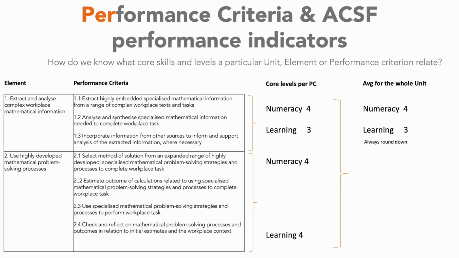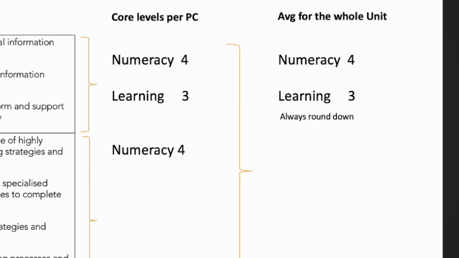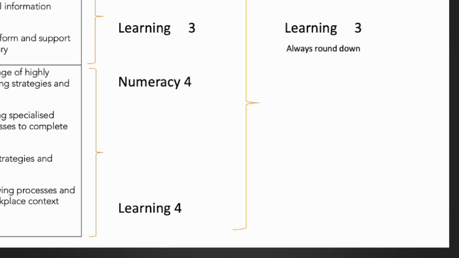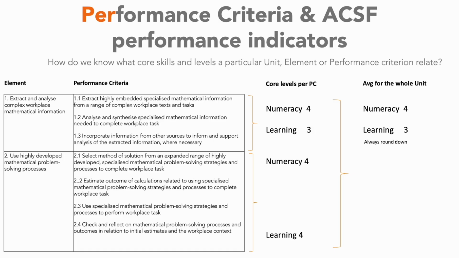The way we then represent that is by going through each performance criteria, we end up with some core levels. Now, this doesn't include the indicator number, it's just the level of the core skill. And as we looked at 4 and 3 for numeracy and learning in the first element there, and there's also a 4 and a 4 for learning in the second element, we make an average for the whole unit and we always round down to the lowest. Reason being is we want to ensure that the person is matched most correctly to the unit and that the unit information we write, the training and assessment materials, are written at an appropriate level. So we end up with an average for the whole unit of numeracy 4 and learning a 3.